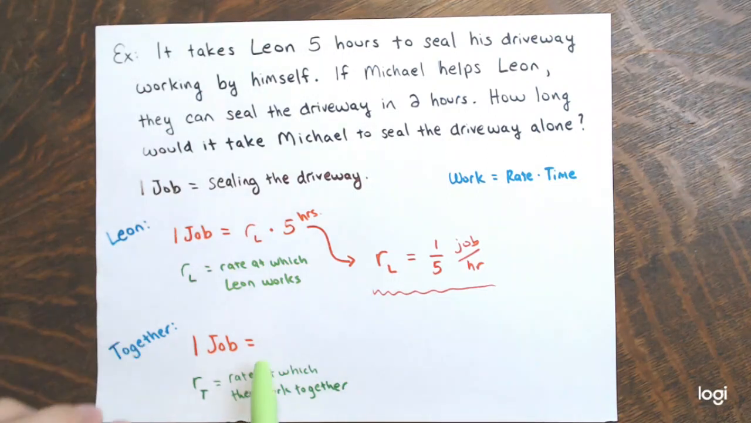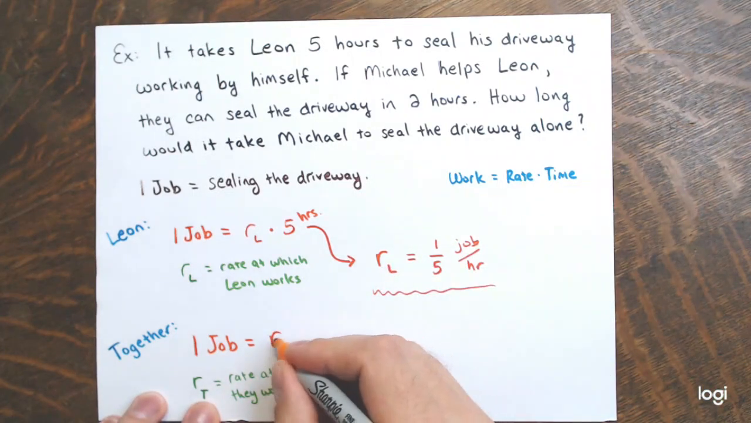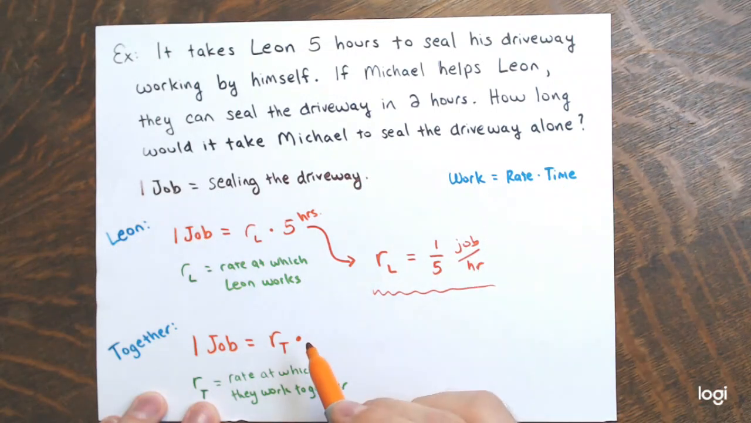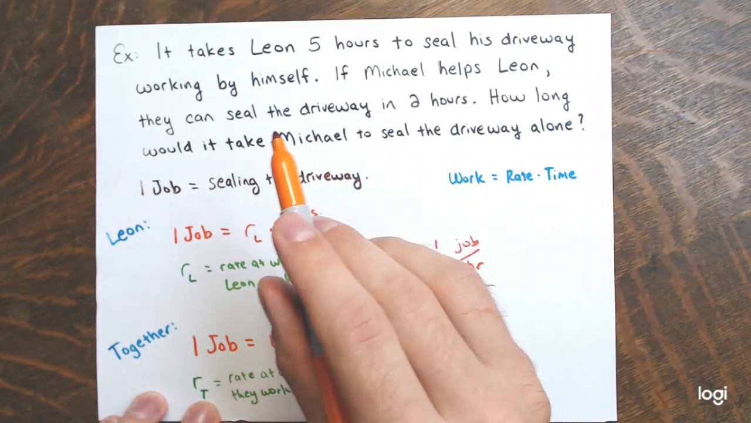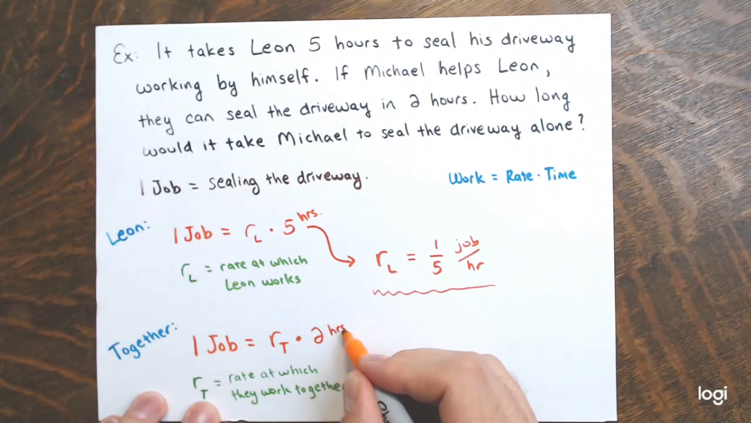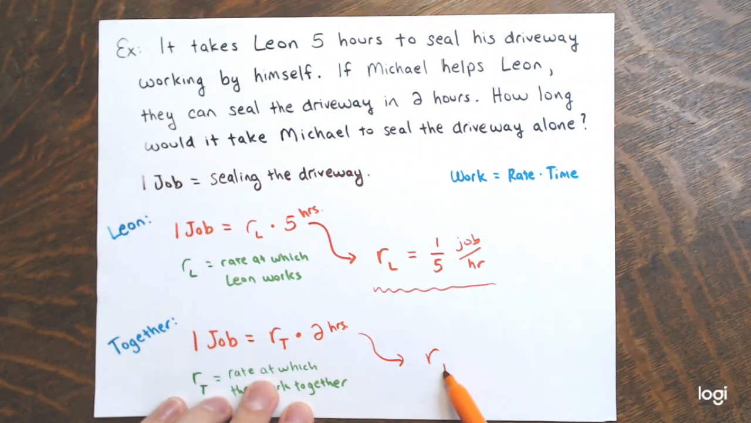Okay, and I don't know this, and I can't find this like I could in the previous problem. Well, I can find it in a second, you'll see. So the rate is going to be r sub t, the rate at which they work together, multiplied by the time it takes them to do this work. The time it takes them to complete this job, to seal this driveway together, is 2 hours, from this second sentence. Times 2, and again, if you want to write the units, fine. So from this, I can see the rate at which they work together.